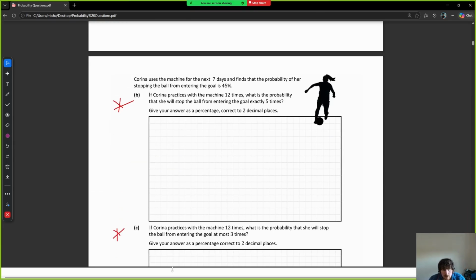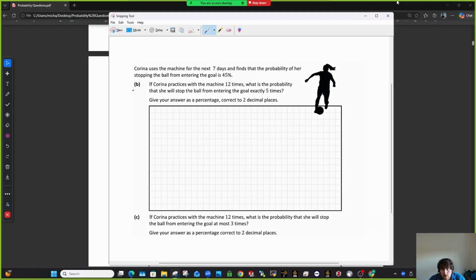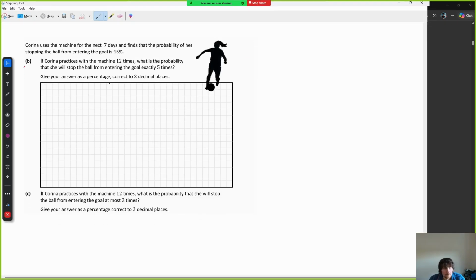Someone who seems to be a goalkeeper has a machine that takes shots on them. For the next 7 days she uses the machine and finds that the probability of her stopping a ball is 45%. This should sound a bit like a Bernoulli trial. She uses the machine 12 times. What is the probability that she will stop the ball from entering the goal exactly 4 times? The word exactly is very important here. Hopefully you realize this is a Bernoulli trial. These are very important. You can write the probability of exactly 5.